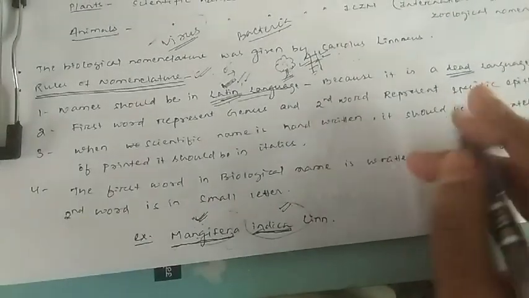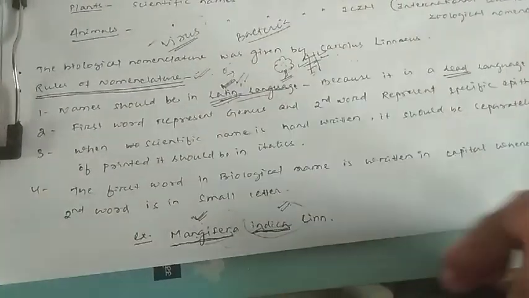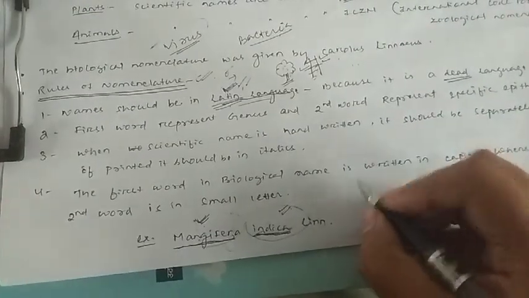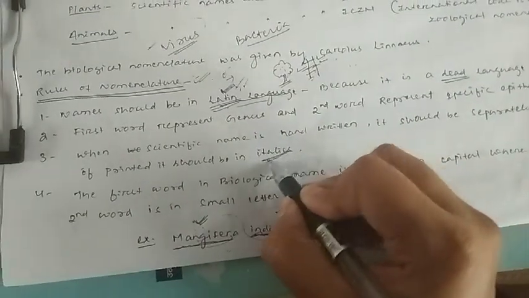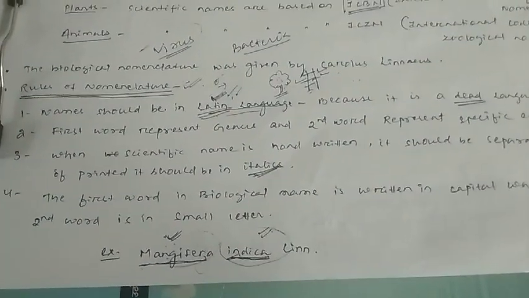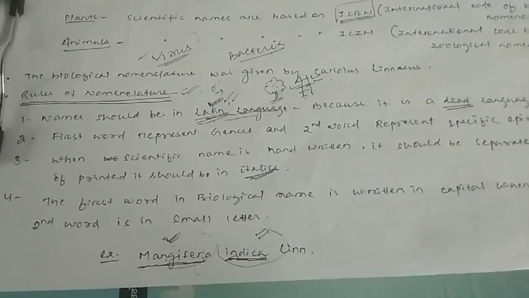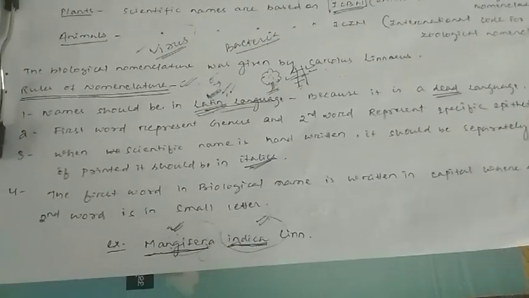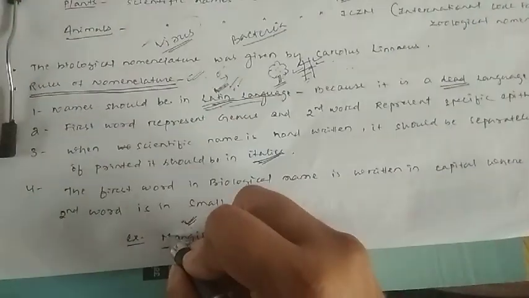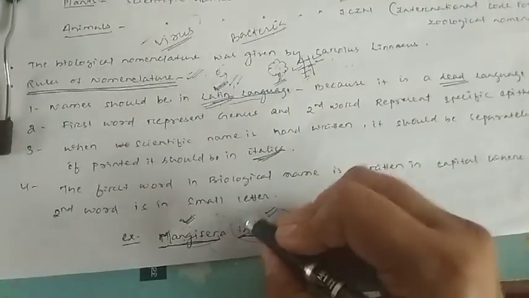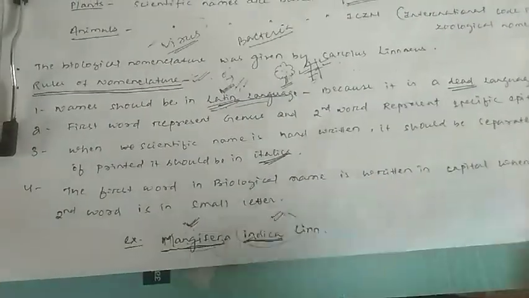But when we type on a computer or laptop, it should be in italics. Whenever it is printed, you must have seen many scientific names printed in italics font. The first word in the biological name must be in a capital letter and the second one must be in a small letter.